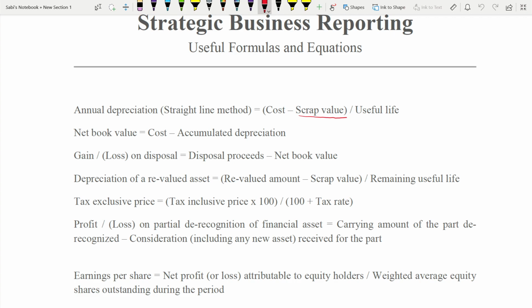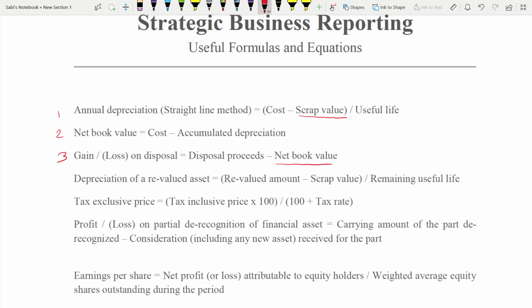So this is number one, number two, number three. Gain or loss on disposal. Okay, so disposal proceeds minus net book value. It is not the cost. It is the net book value you have to take. That means already depreciation has been deducted from that carrying amount of the asset. And then you deduct it from disposal proceeds to find the gain or loss on disposal. All these three formulas are for the same thing only, okay? Depreciation, net book value, and gain or loss. These are linked with each other.